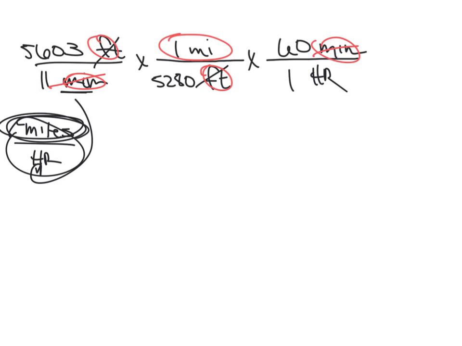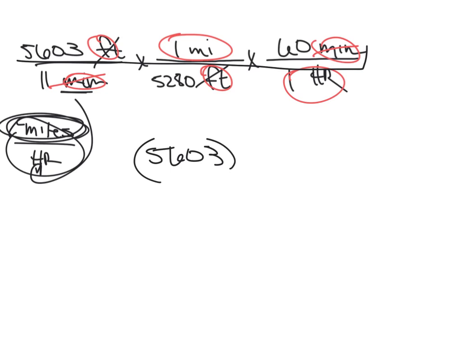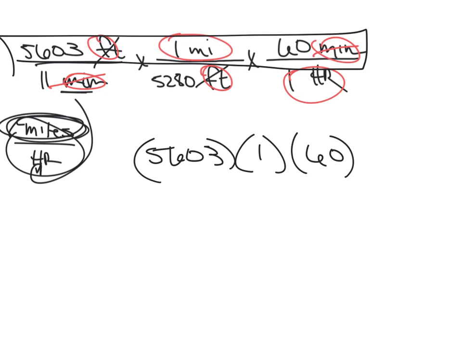That will always happen. Once I find the time that I'm looking for, I've got both my distance that I was wanting, miles, and the time I'm looking for, hours. So once those are done, then I am done. So I take 5603. What I'm doing is taking all the top numbers and multiplying them. Then I take all the bottom numbers and multiply them.